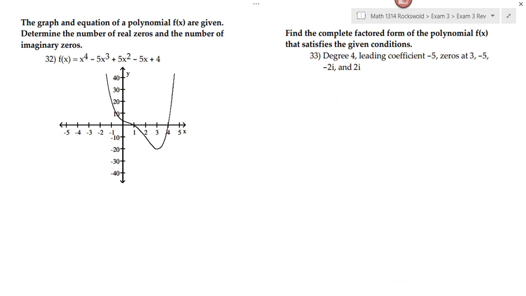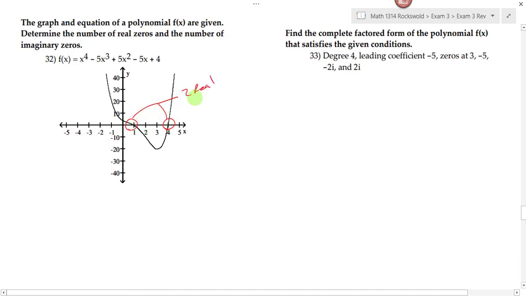On 32, we're told that the graph and equation of the polynomial are given. Determine the number of real zeros and the number of imaginary zeros. So this is a fourth degree polynomial. The total number of zeros has to be equal to 4. Your real zeros happen where your graph crosses the x-axis. So that means that I have 2 real zeros right here. And then if I have 2 real zeros and I need 4 zeros, how many complex zeros do I have? So I have 2 real zeros and 2 complex zeros.